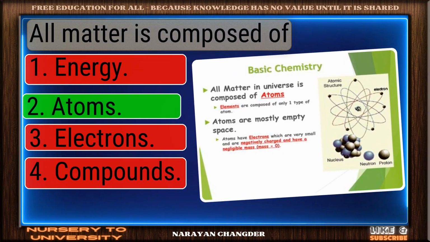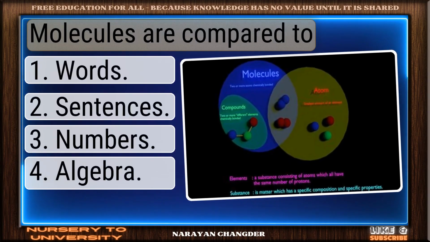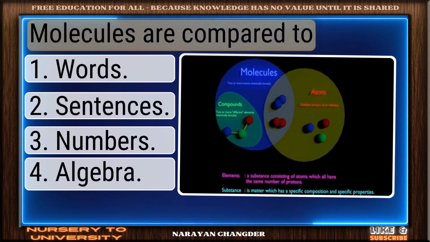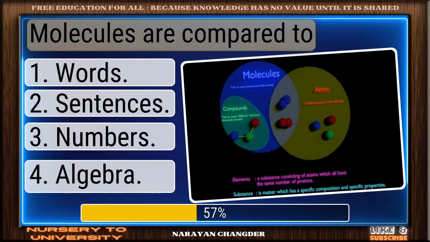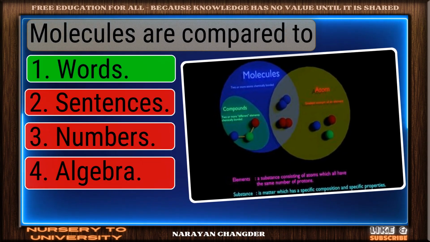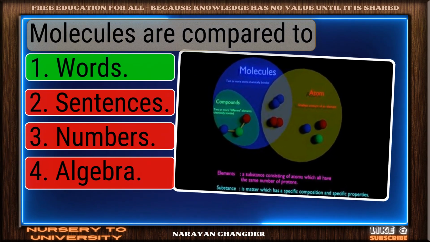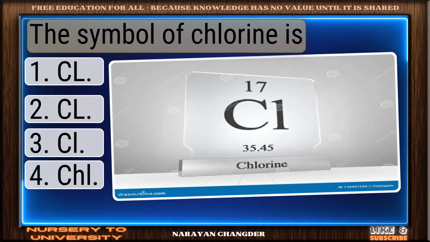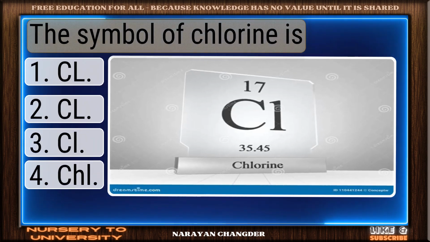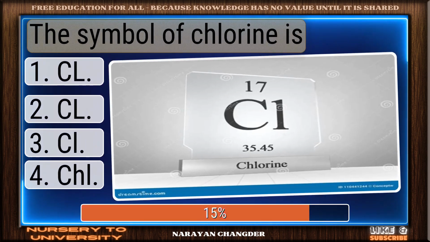Strong choice. Atoms is the right answer. Question number 268. Molecules are compared to. Good thinking. Words is the right answer. Question number 269. The symbol of chlorine is.